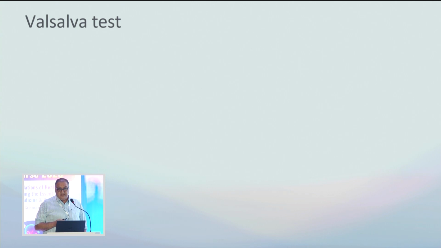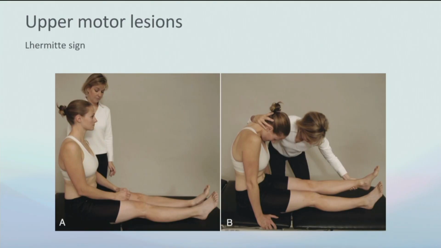Valsalva test. We tell the patient to do the Valsalva maneuver. If it triggers the symptoms, that means it is probably something compressing inside. It can be radiculitis, a tumor, or a myelopathy. Then we all know Lhermitte's sign.